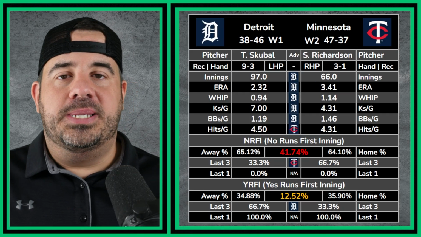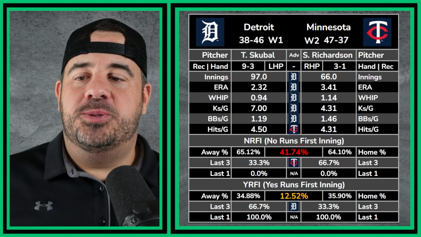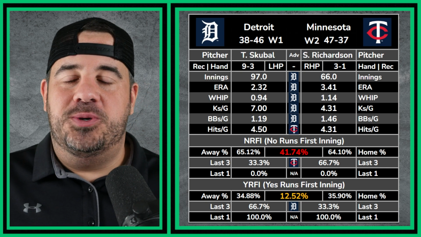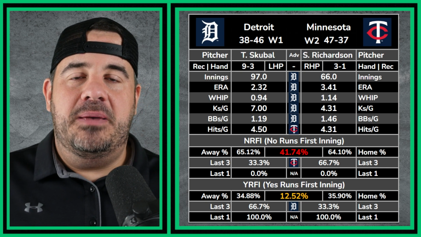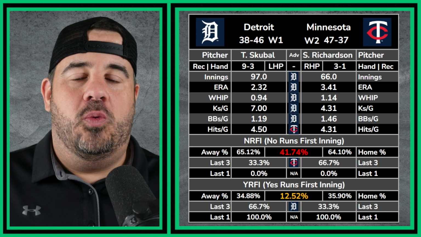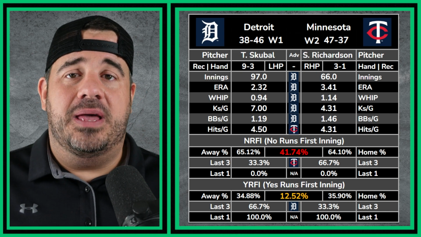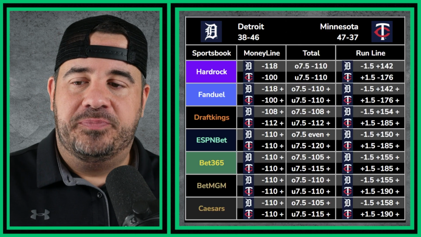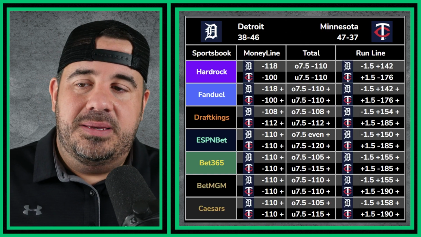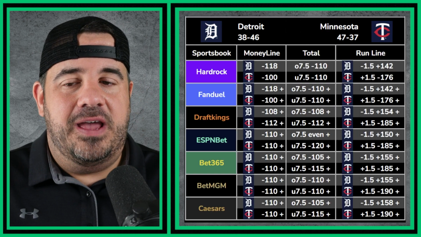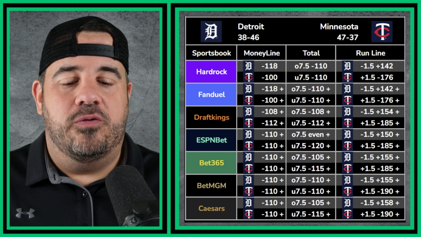Next game. All right, next up, we got Detroit and Minnesota. Scooble, 9-3 with a 2-3-2, up against Simeon Woods Richardson, 3-1 with a 3-4-1. Nerfy 41.7. We'll look at that. With these pitchers, we'll definitely look at the Nerfy. Looking at the odds, we see pick 'em, Detroit slightly favored. 7.5 across the board for your total.